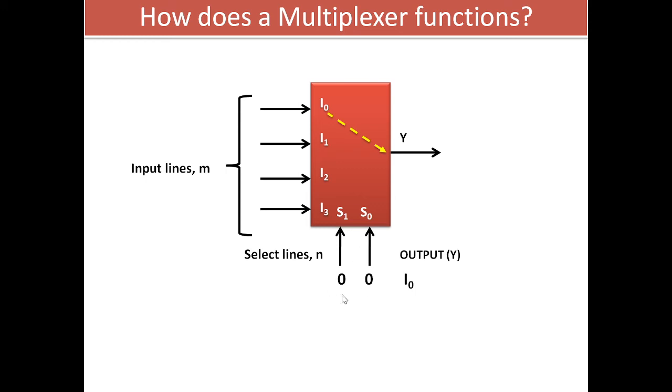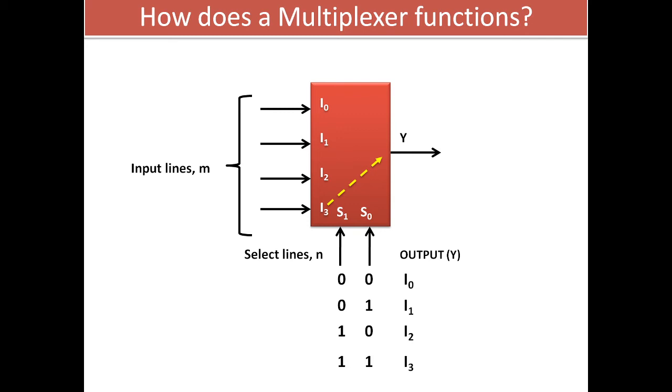The very next combination is S1 equal to 0, S0 equal to 1, and then the I1 input gets selected at the output. Similarly, when the select lines are 1 0, the I2 input gets selected at the output, and the next one is 1 1. When it is 1 1, the I3 input gets selected at the output.